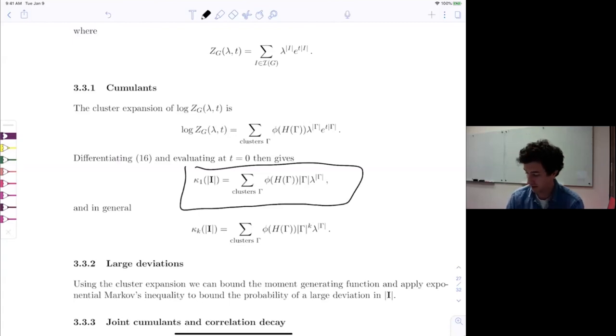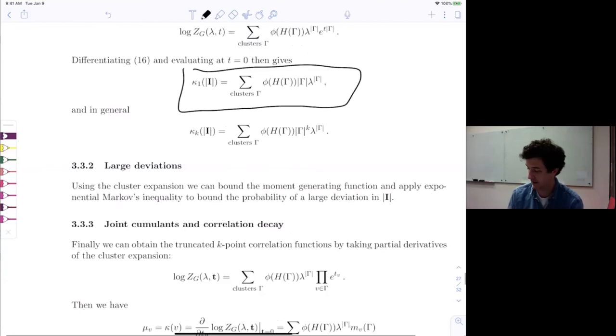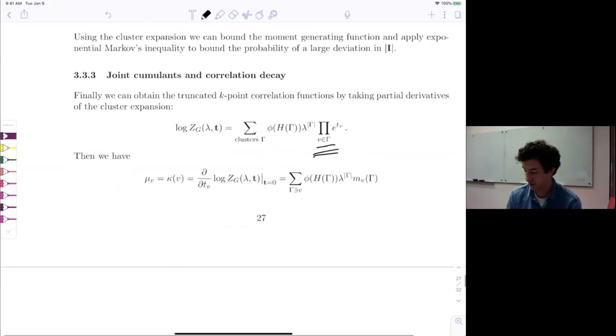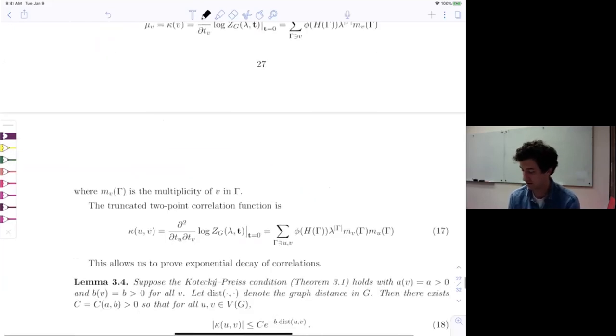Okay, and then you can do the same, and this I find kind of remarkable. If you add some auxiliary variables like we did before to each vertex, then if you take partial derivatives of the cluster expansion, you can express the truncated correlation functions in terms of new cluster expansions.